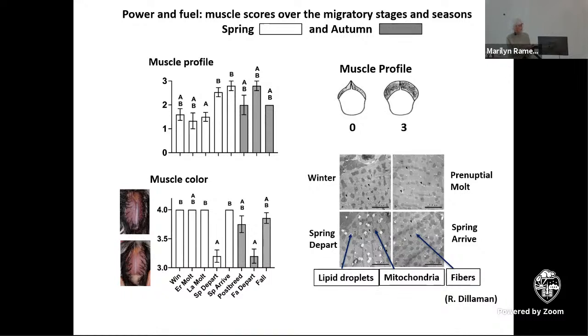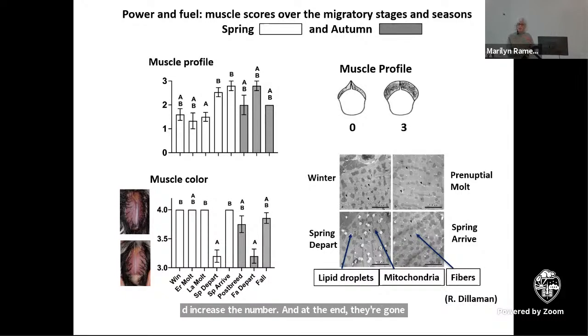And what you see in winter and pre-nuptial molt are the muscle fibers. These are largely mitochondria, which are really interesting. They're changing, but we haven't tracked them that closely. What we were interested in is spring departure and spring arrival. These white vacuoles here are actually lipid droplets. So you can see that at spring departure, these lipid droplets have increased in number. And at the end, they're gone. They've been used.